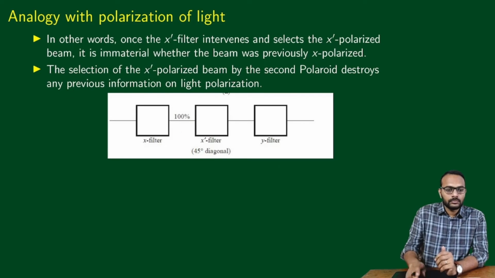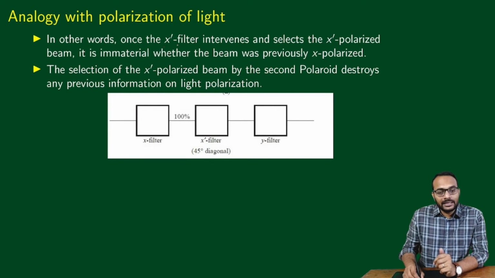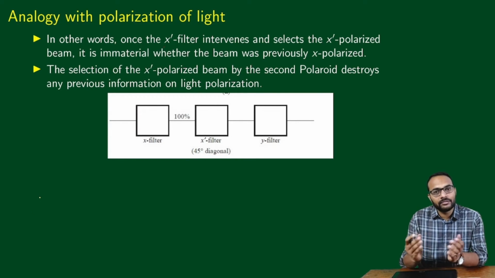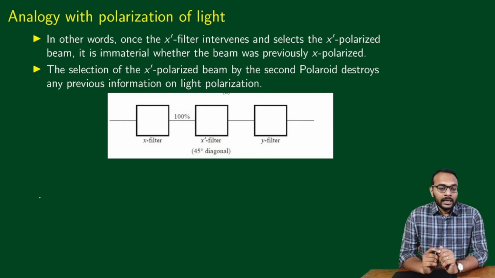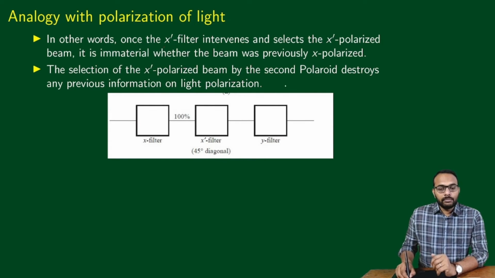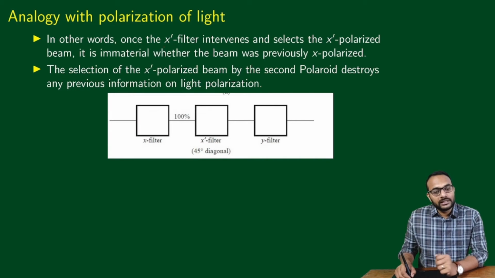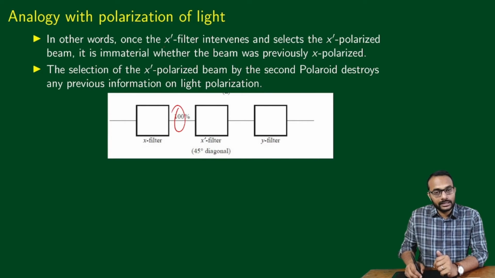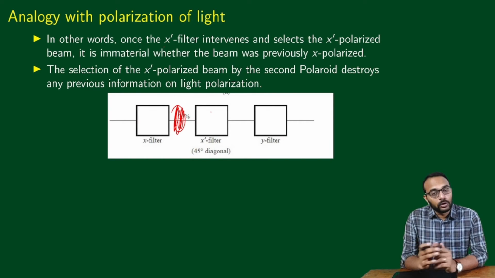Once the X prime filter intervenes and selects the X prime polarized beam, it is immaterial whether the beam was previously X polarized. The previous polarization doesn't matter. That information is destroyed. The selection of the X prime polarized beam by the second polaroid destroys any previous information on light polarization. The information at this point is lost when it passes through the second polaroid.